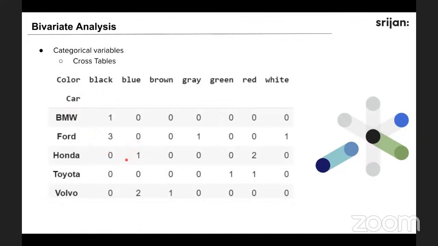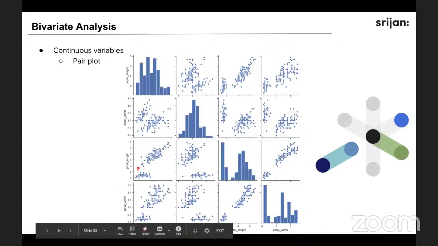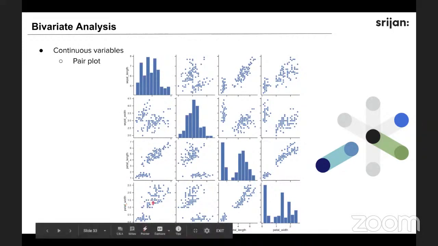Similarly, for continuous variables, we have pair plots, where you can plot pairs of scatter plots between each of the variables. So if I say this is the petal width and the upper one is the petal length, then what we are seeing here is the scatter plot between sepal length and petal width. Similarly, there will be a plot between each of these variables, one at a time.